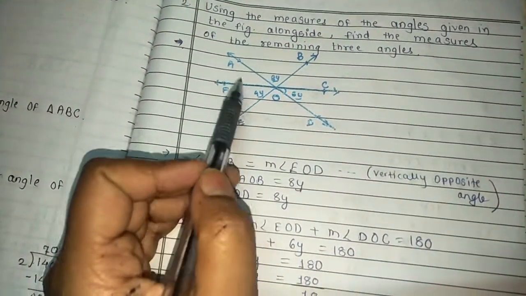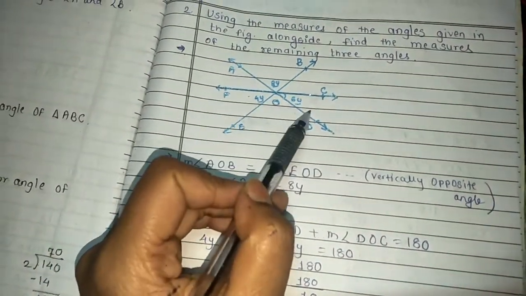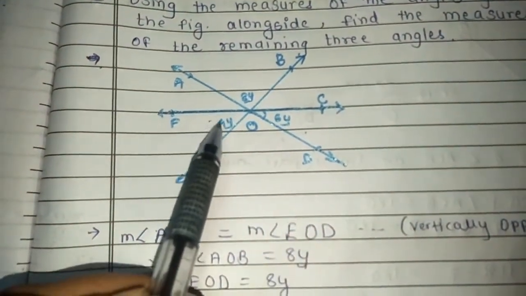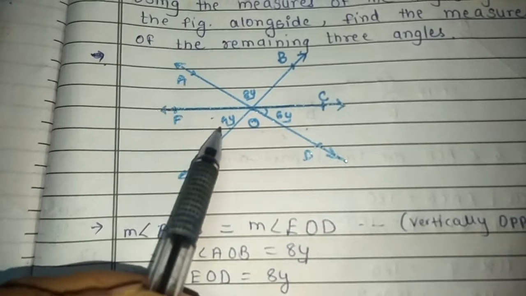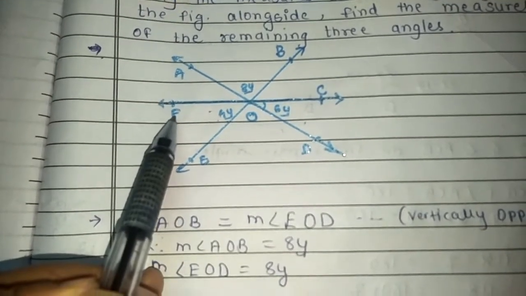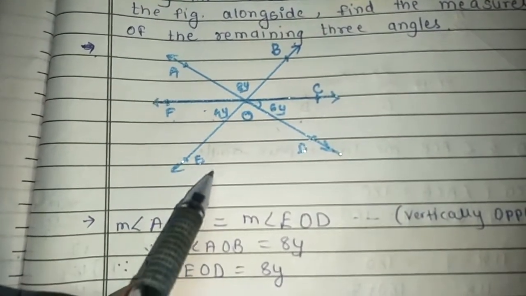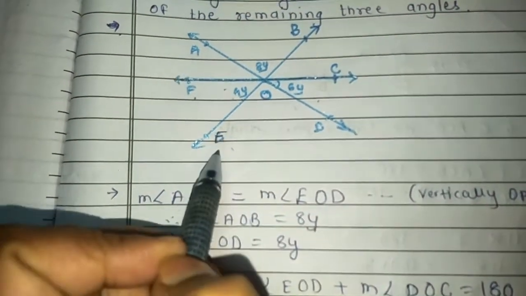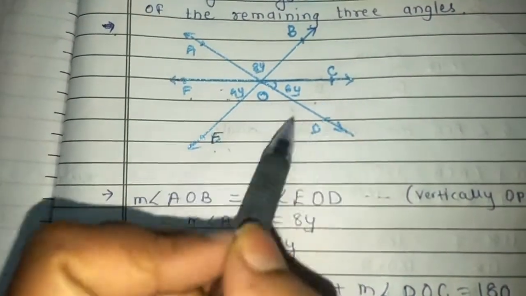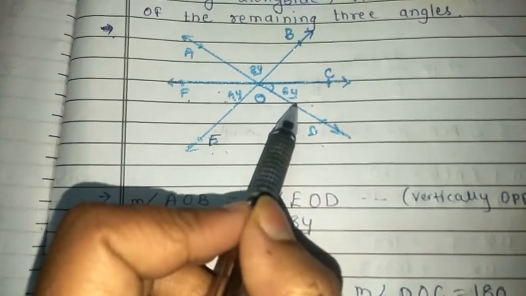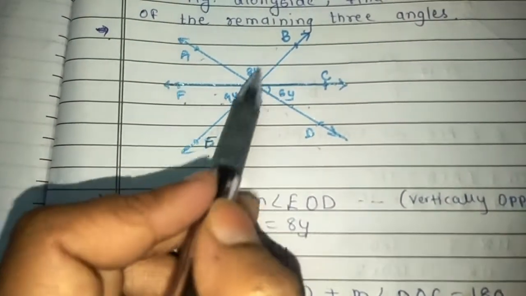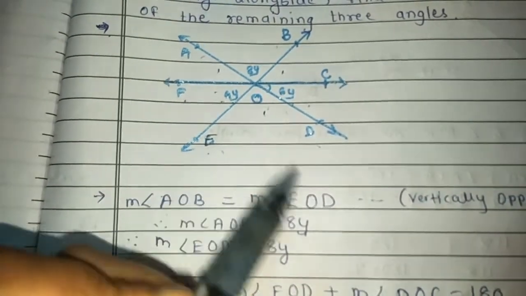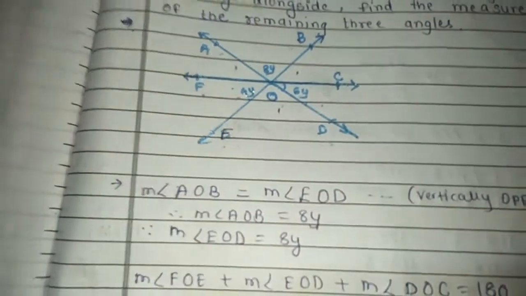Now see here, this angle's and this angle's measurements are given. What is the measure of this angle? It is 4y, and the angle name is angle FOE. Angle FOE is 4y. Then angle DOC is 6y, and angle AOB is 8y. We have to find the measurements of this angle and this angle.